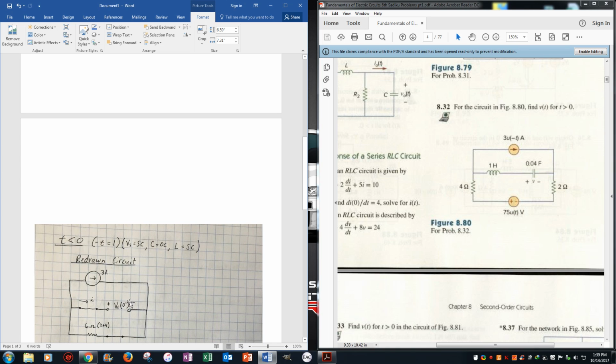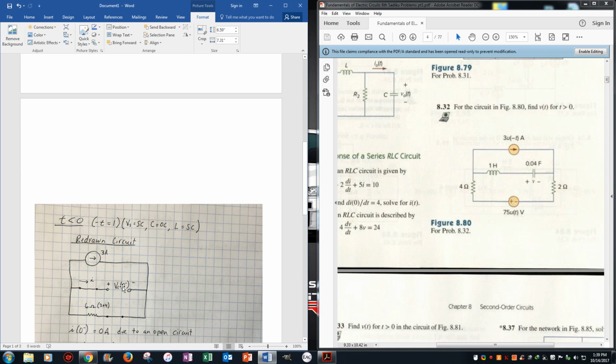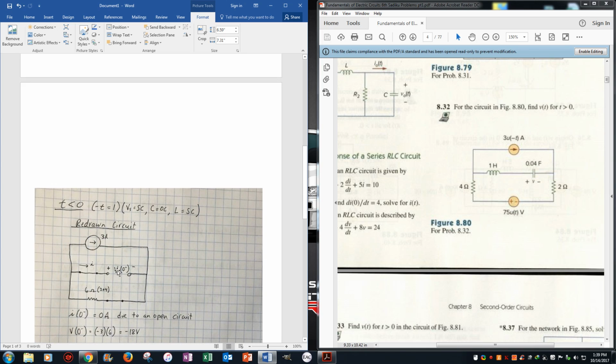So this is the voltage over the capacitor when t is less than 0. We have the 3 amp source, and we have the 2 plus 4 ohm resistors in series, so we have 6 ohms. So i of 0 minus is just 0 amps, because there's an open circuit here, so no current can actually complete. For v of 0, the voltage would just be negative, by Ohm's law, current times resistance, so just 3 times 6.